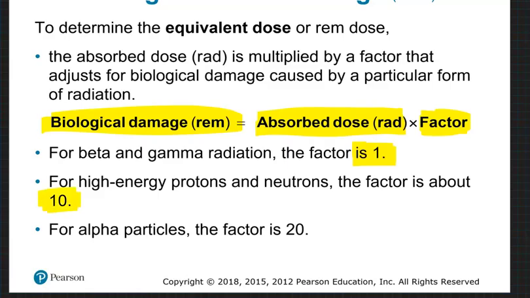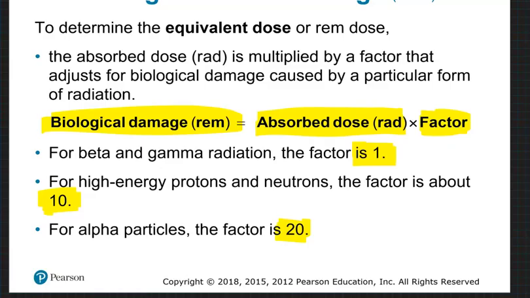For neutrons and protons, think of them as little particles that fly with immense speed and trash anything in their path. This is why the factor is 10. They're more dangerous, but neutrons are rarely emitted when we work with normal sources of radiation. And for alpha, the factor is 20, and you may wonder, why is that so? If it's such a low energy thing.